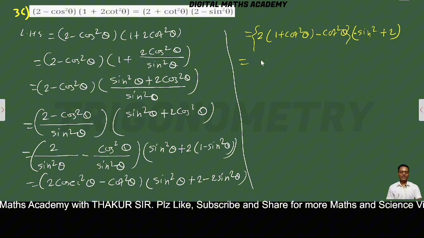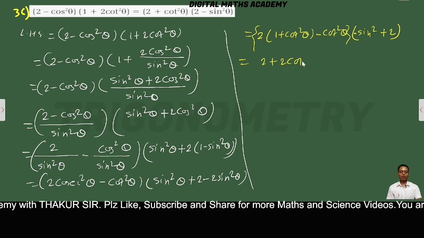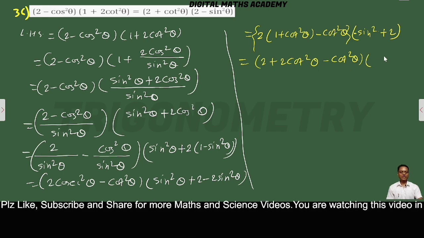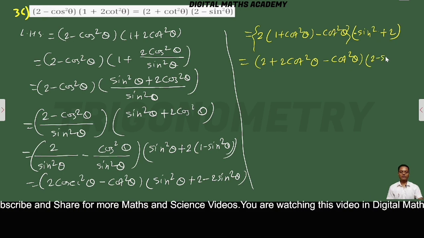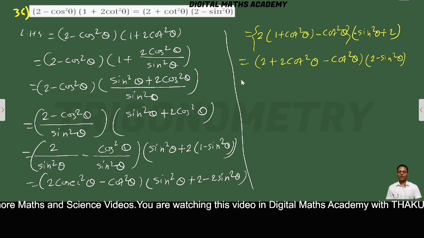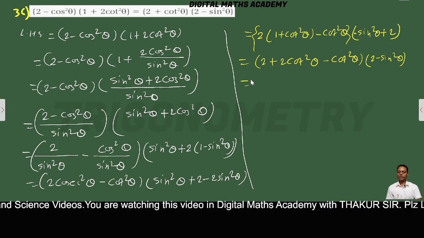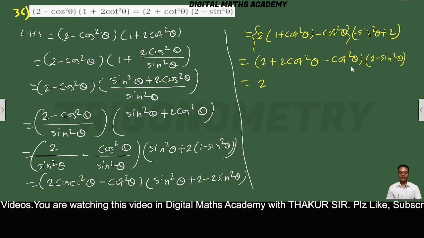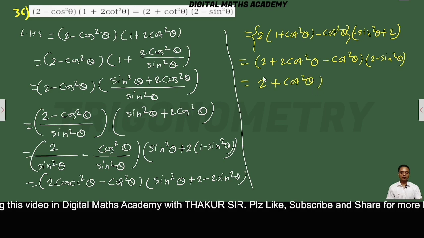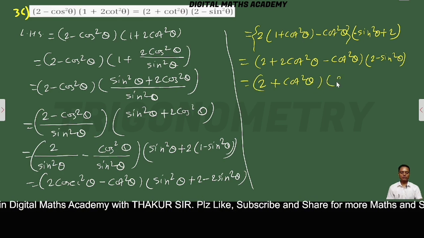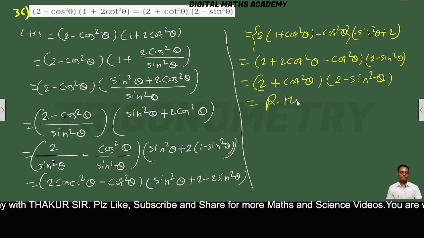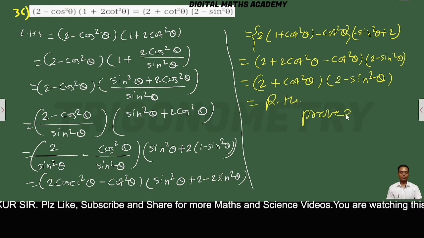Now we open the brackets, so 2 plus 2 cot square theta minus cot square theta, and second part we have here 2 minus sin square theta, so here should be theta, right? And now the simplification here, we can write 2 at first, and 2 cot square theta minus cot square theta equals plus cot square theta. And here we have 2 minus sin square theta, which is equal to the right hand side. And finally you can write root.